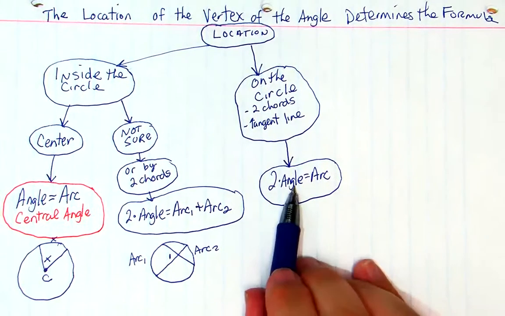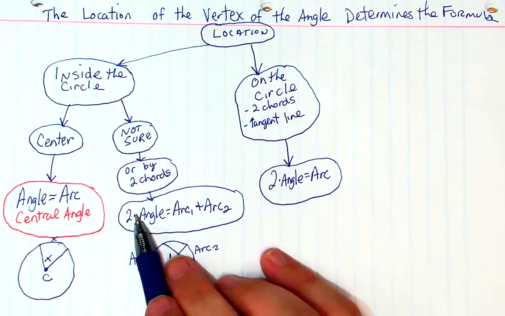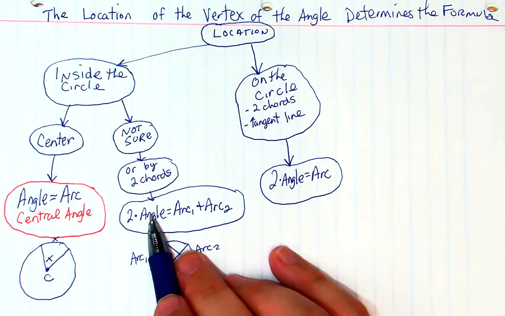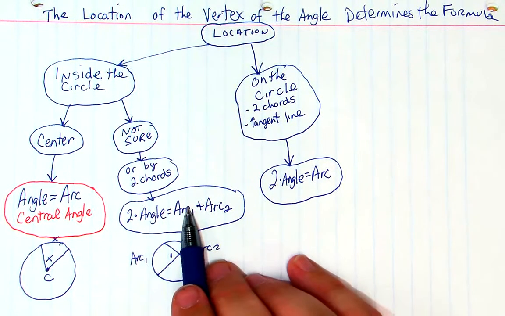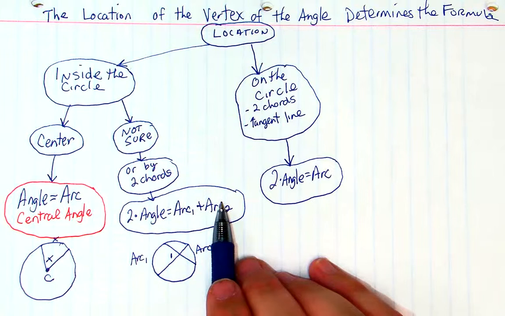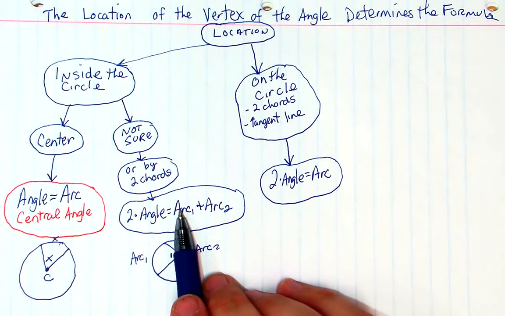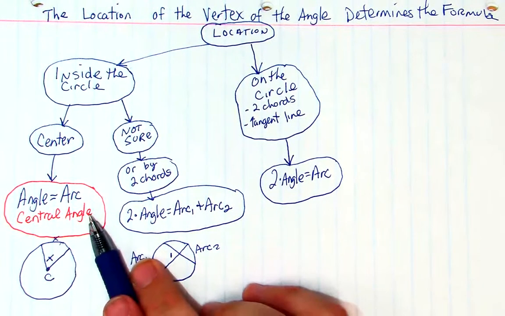So that's 2 times the angle, similar to here. It's 2 times the angle. So all these formulas are going to be 2 times the angle related to either 1 arc in this case or 2 arcs in every other case. If you have the central angle, you're stuck over here.